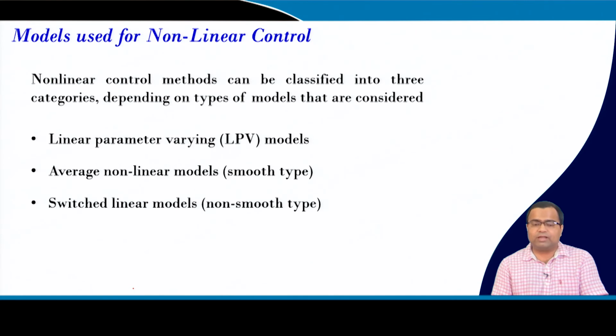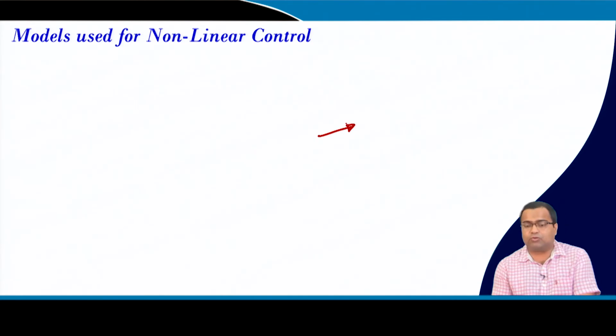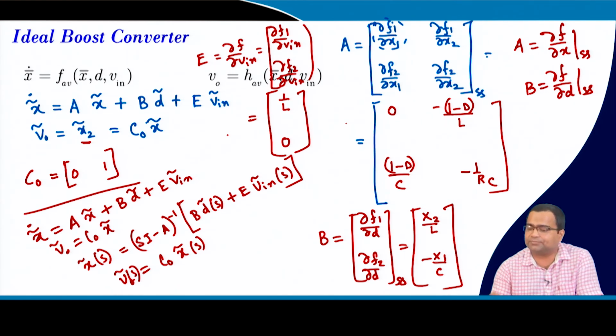So, finally, for the models used for nonlinear control, we have three types of model: the linear parameter varying model, because if we go to the A matrix for this boost converter, what I found is, this is my A matrix, right.